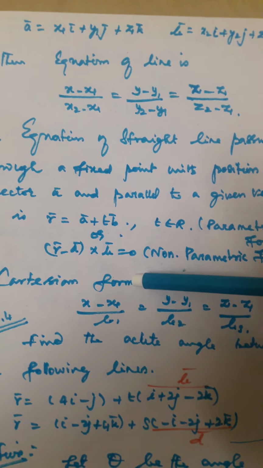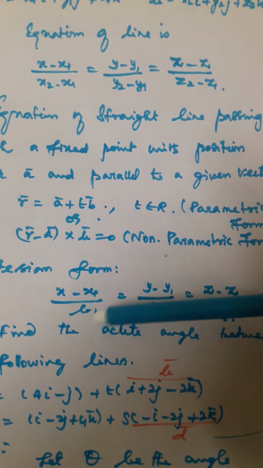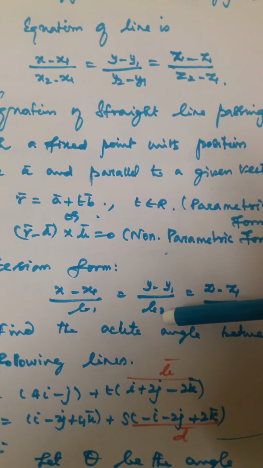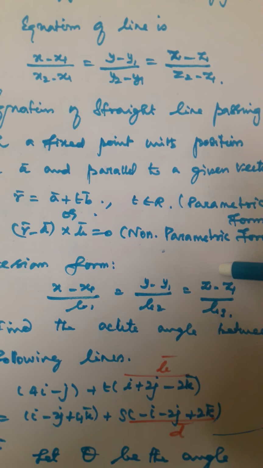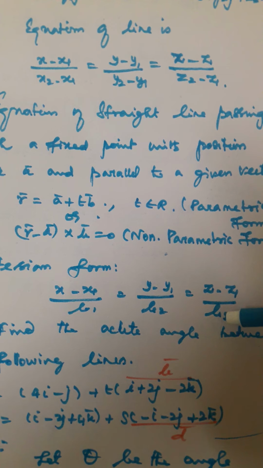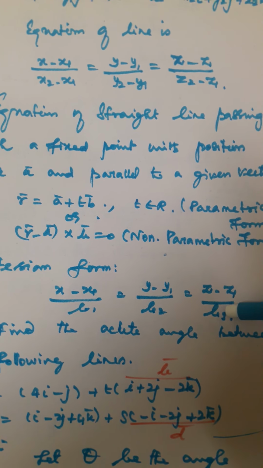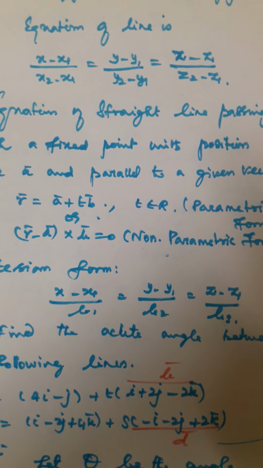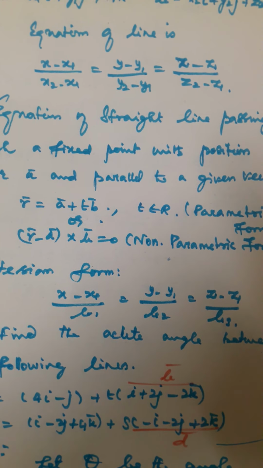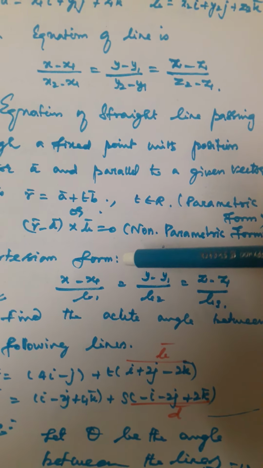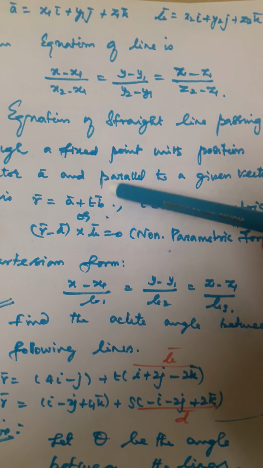So the Cartesian form will be (x minus x1) by b1 equal to (y minus y1) by b2 equal to (z minus z1) by b3. Okay, that is your answer. Cartesian form of straight line. And the next one will be... So these three are 1 mark questions.